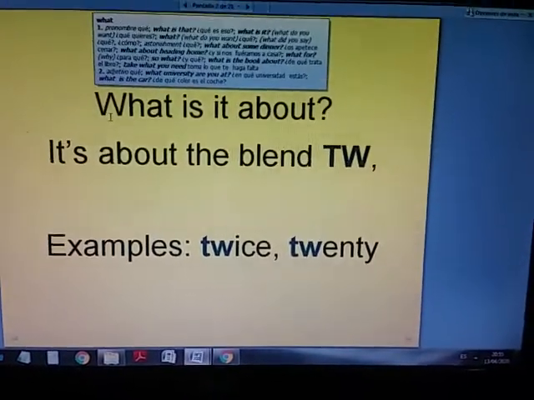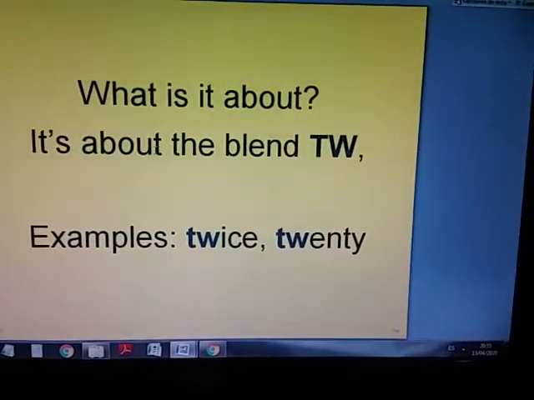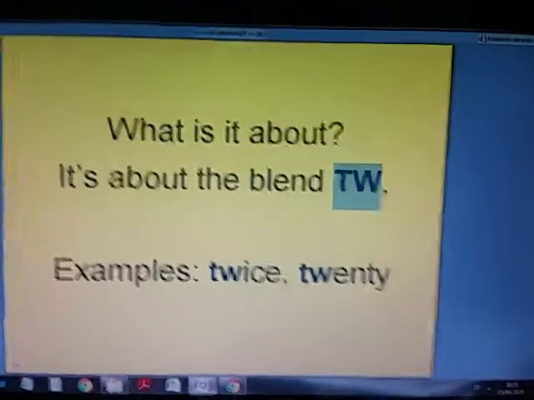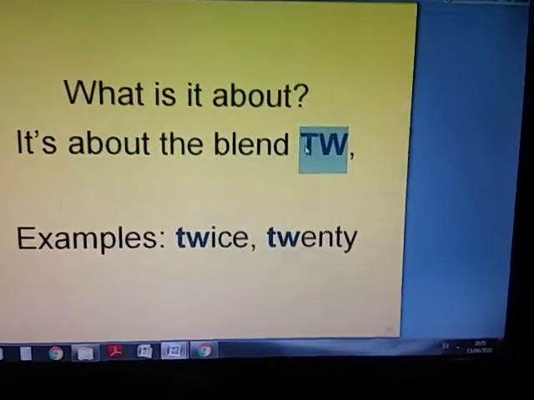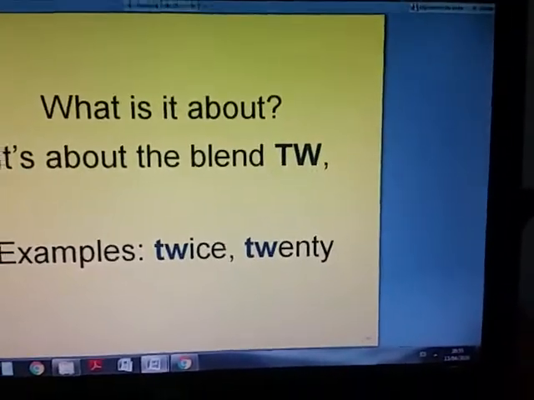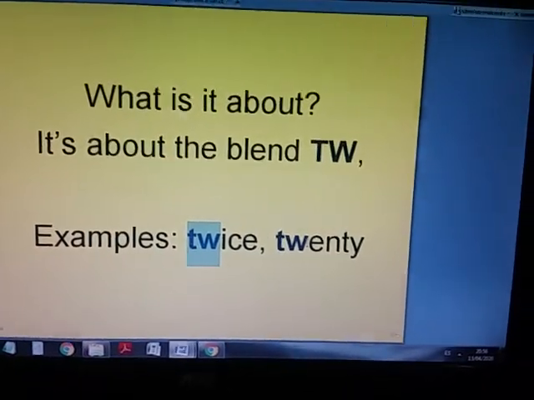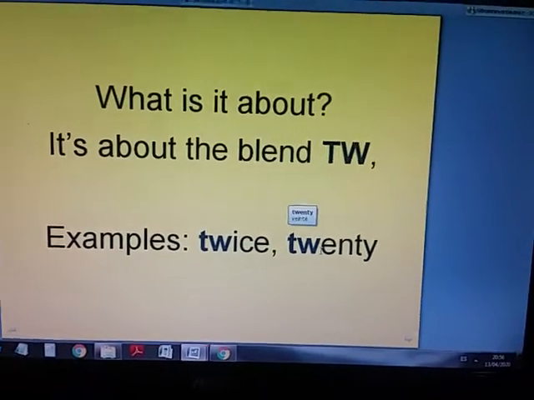It is in one lesson which tells us a bit about blends. And the special blend we're talking about is one with consonant TW. Examples of these are twice, twin, and 20.